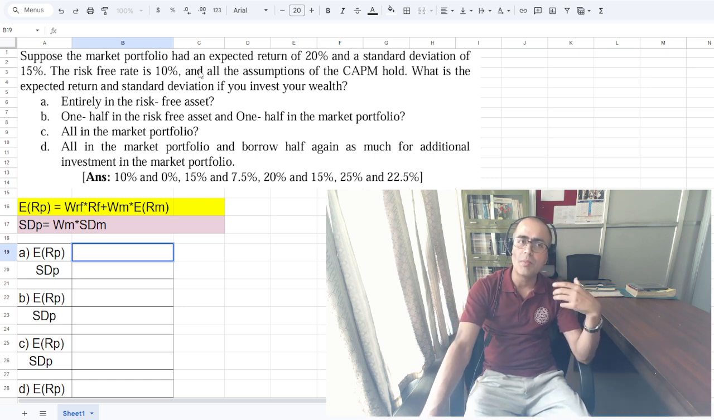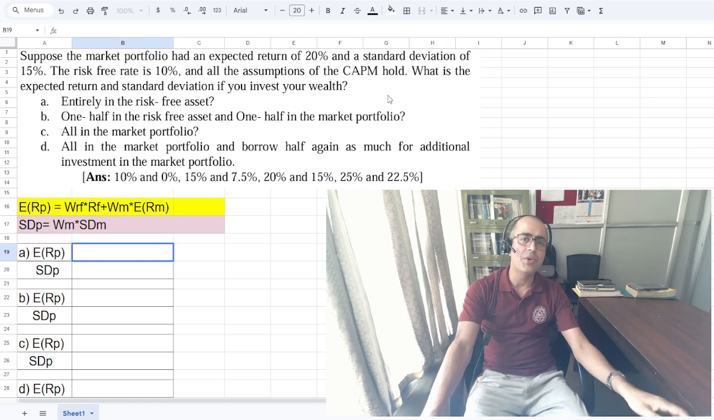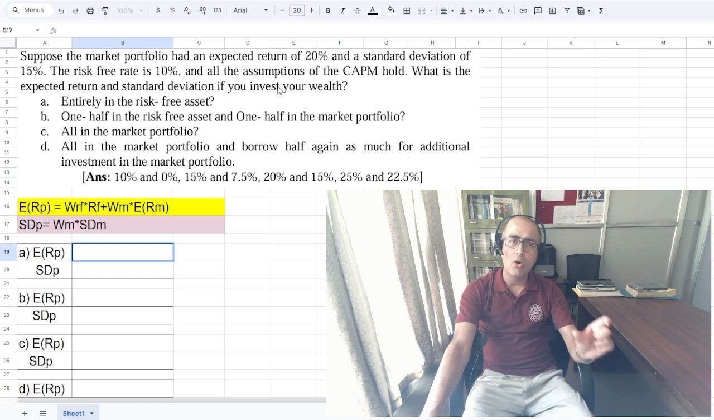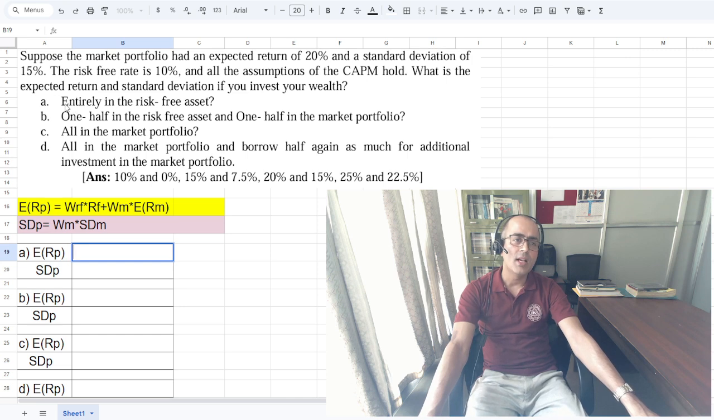Suppose the market portfolio has an expected return of 20% and a standard deviation of 15%, while the risk-free rate is 10%. Now all the assumptions of the capital asset pricing model hold. What would be your expected return and standard deviation if you invest your wealth, or you can say your money, first case, entirely in the risk-free assets?